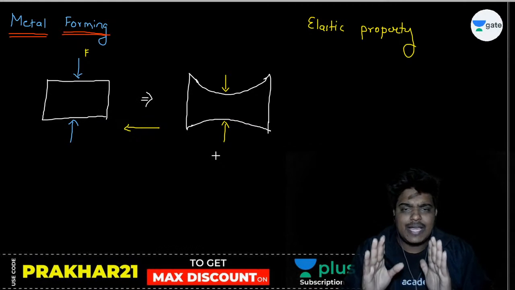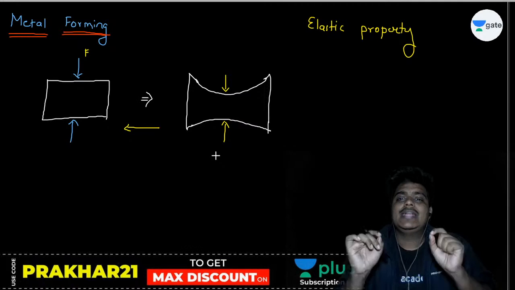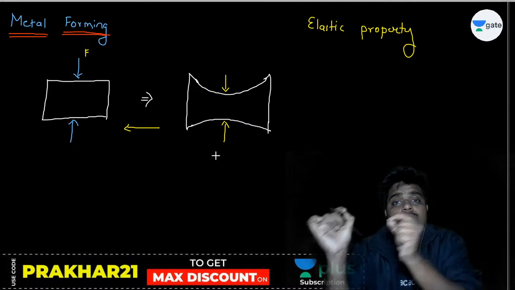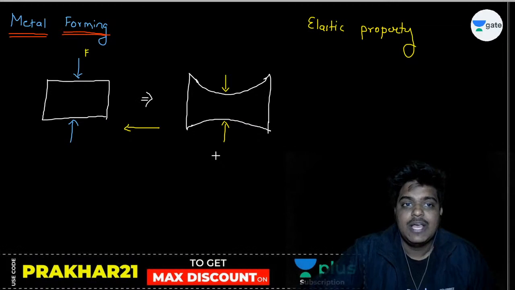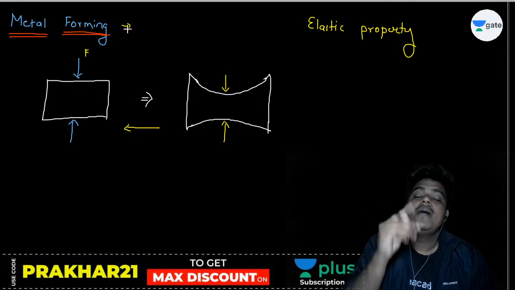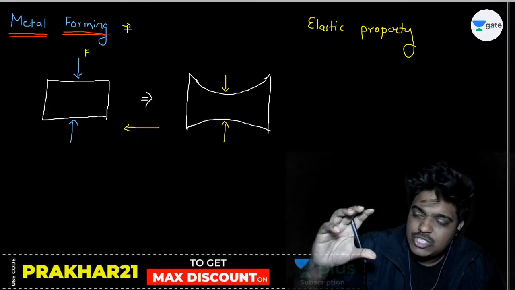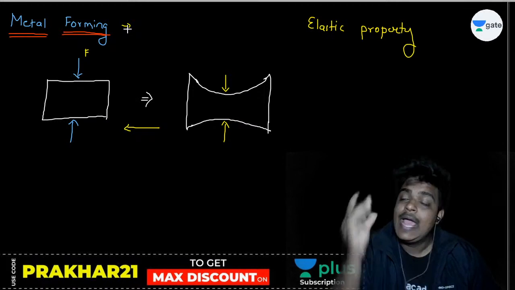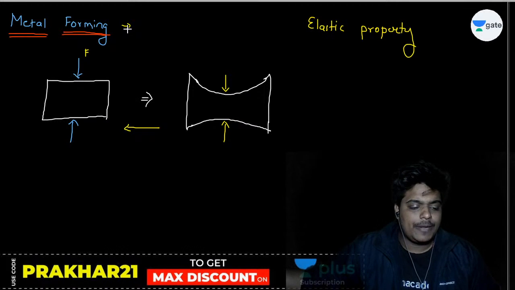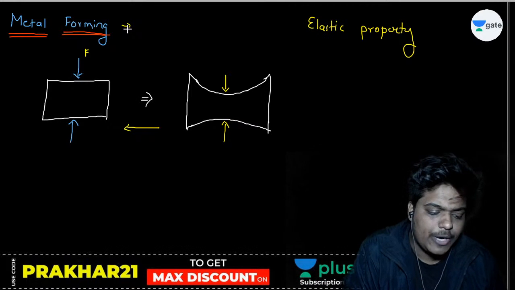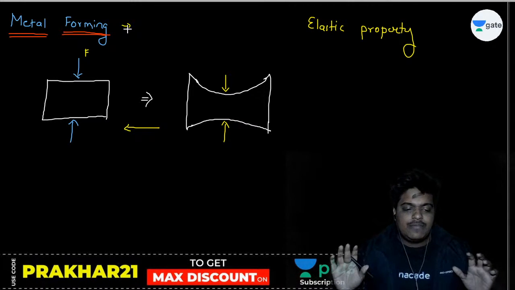There are certain things that you need to keep in mind, that I have to apply force such that this product goes into the plastic deformation phase. So that is why metal forming is always associated with plastic deformation, because I want to change the shape of a particular component permanently. I don't want to do it just for a short time. I need to change the shape of this component permanently. Okay, that is one very important thing.